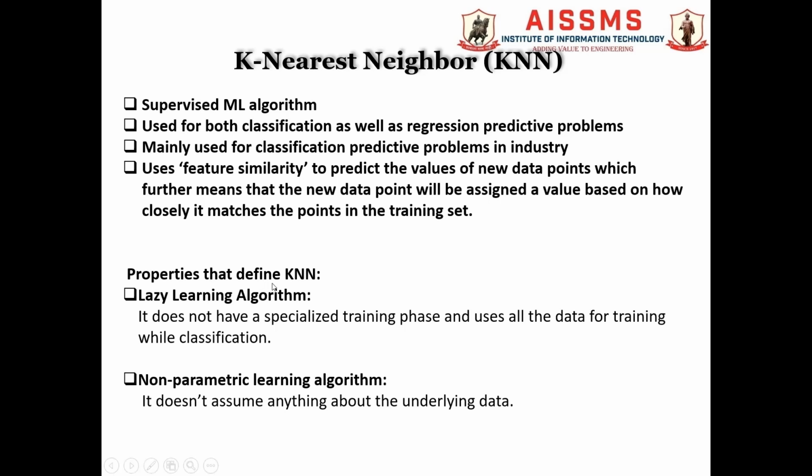There are two properties of KNN that define the K nearest neighbor classifier. It is a lazy learning algorithm. This is called a lazy learning algorithm because it does not have a specialized training phase and uses all the data for training while classification. It is also a non-parametric learning algorithm because it does not assume anything about the underlying data.